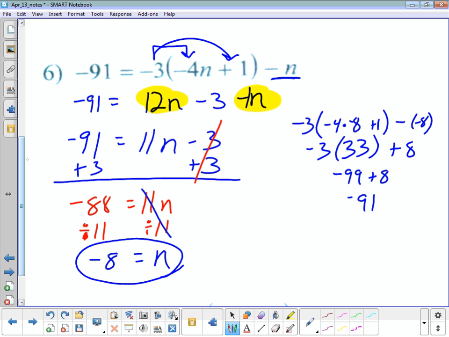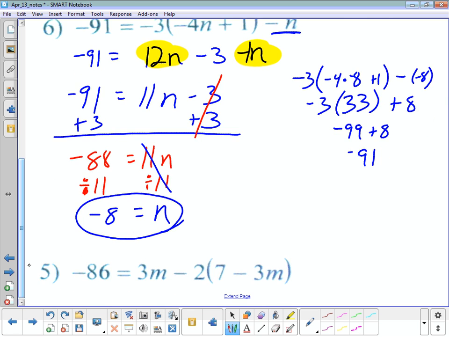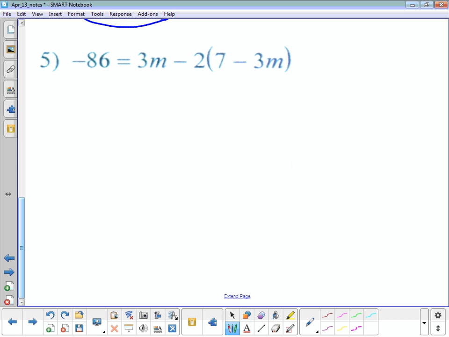Okay, one of the tougher problems on the assignment now is number 5. I got a -86 equals 3m minus 2 times the quantity 7 minus 3m. Okay, so the first thing I got to do is bring the 86 down because there's nothing else on that side there. On the right-hand side, I'm going to have to do distributive property, but that 3m is not part of it, so I'm just going to bring it down. And now I'm going to do the distributive property.